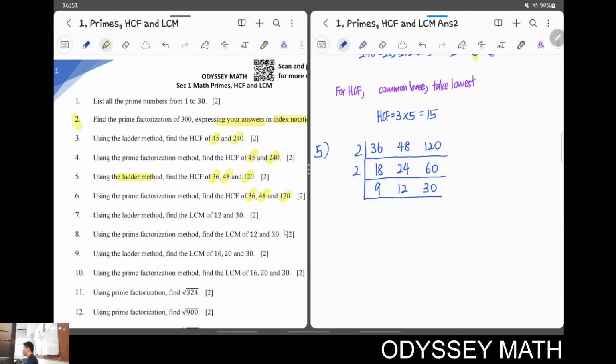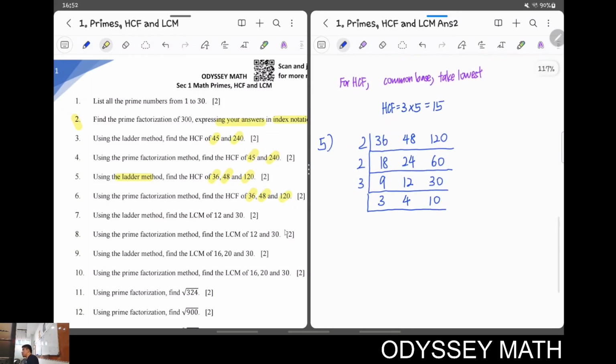Can 9 be divided by 2 nicely? No. So 2 is out. Can 9 be divided by 3 nicely? Yes. So put 3 here. 9 divided by 3 is 3. Can 12 be divided by 3 nicely? Yes. So it's 4. Can 30 be divided by 3 nicely? Yes. So it's 10.